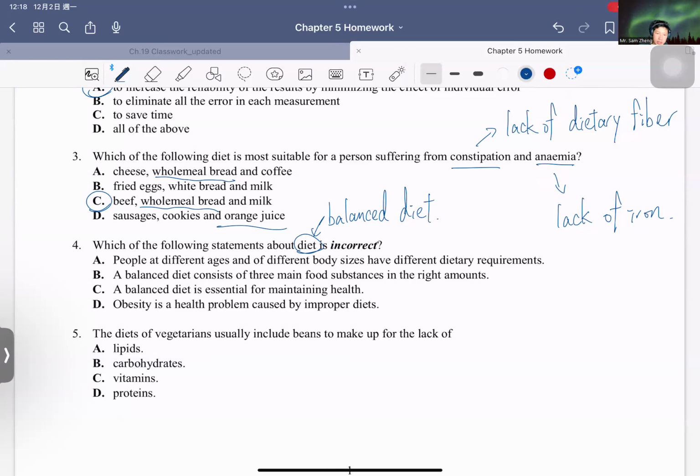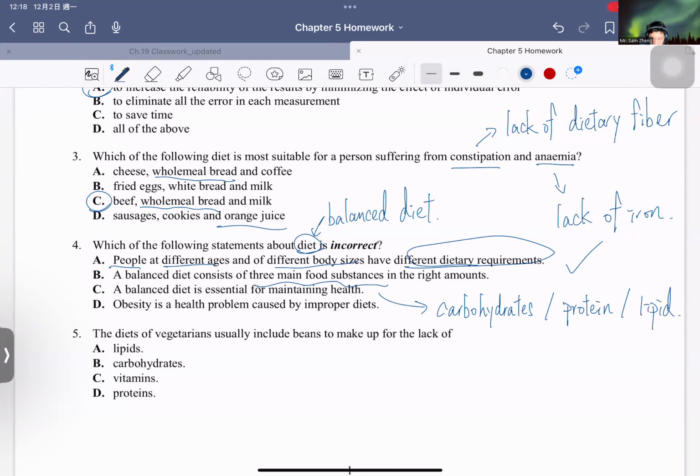So in this case, we can see that people at different ages and different body sizes will have different dietary requirements. That is correct. And next, a balanced diet consists of three main food substances in the right amount. So these three main food substances, we are referring to the carbohydrates, protein, and also the lipid. These three main food substances.